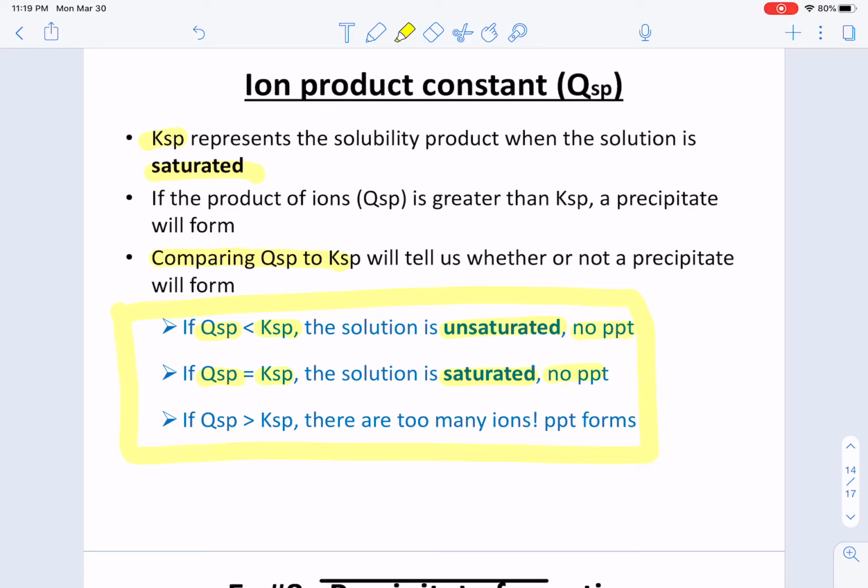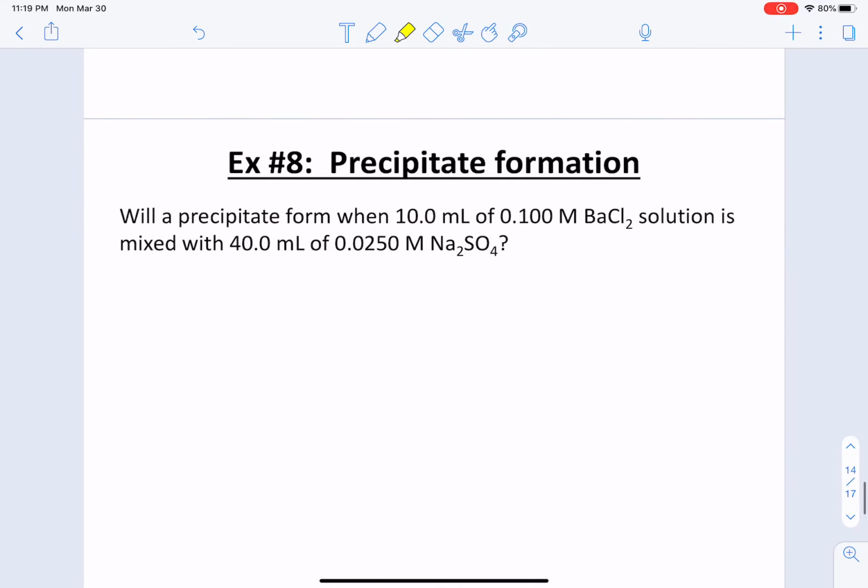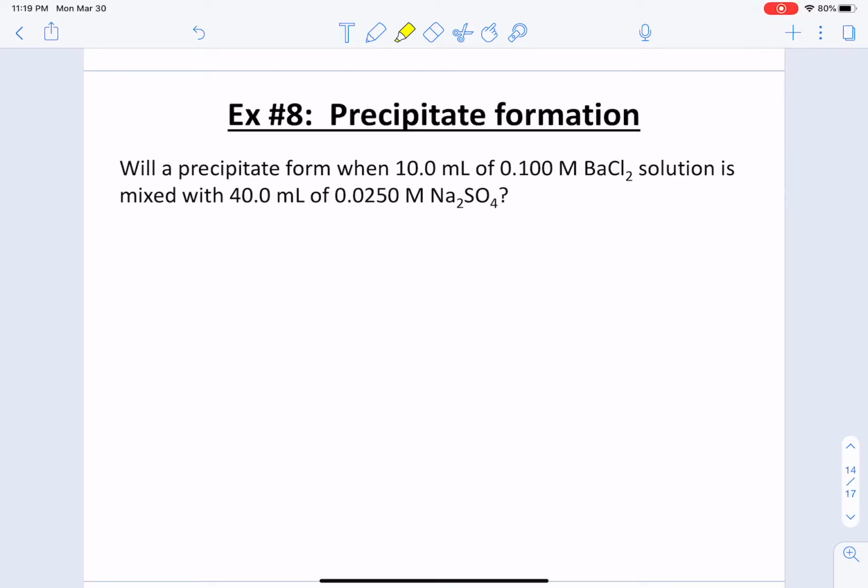If QSP is greater than KSP, that means that too many ions have been added into this solution. They are not able to dissolve at that temperature, and so a precipitate will form from the excess ions that are present. We're going to look at this quantitatively.